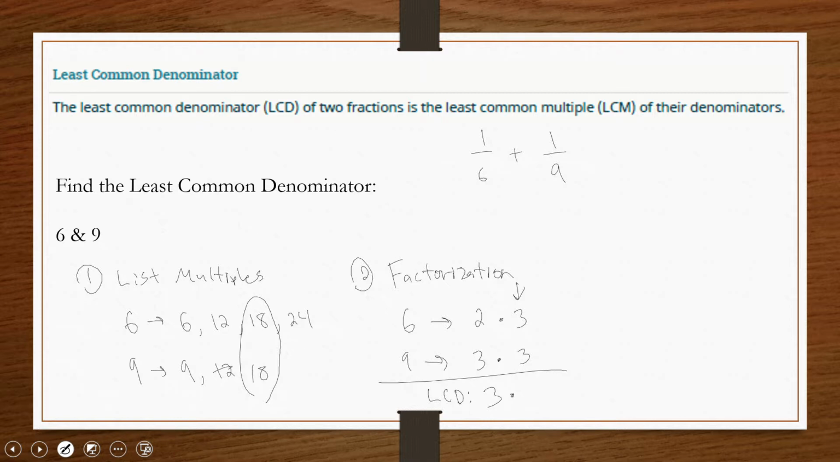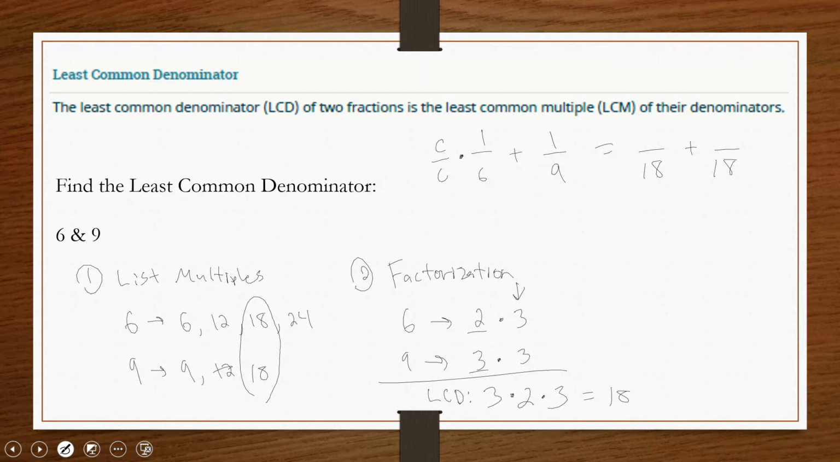And then I can list the remaining factors, 2 and another 3 here, to create the common factors. So 3 times 3 is 9, times 2 is 18. Sure enough, I get an LCD of 18. So what do I do with this? Well, ultimately what I'd like to do is create equivalent fractions for each of my two terms that have a denominator of 18. And I do so again by multiplying the original by some constant term over itself.